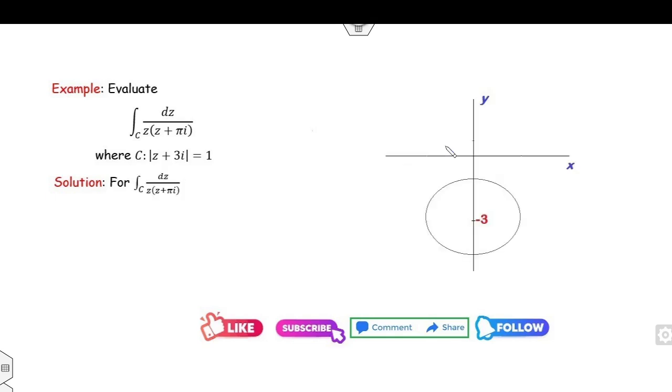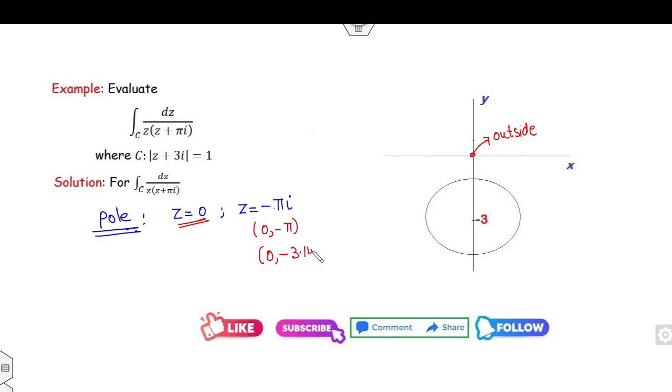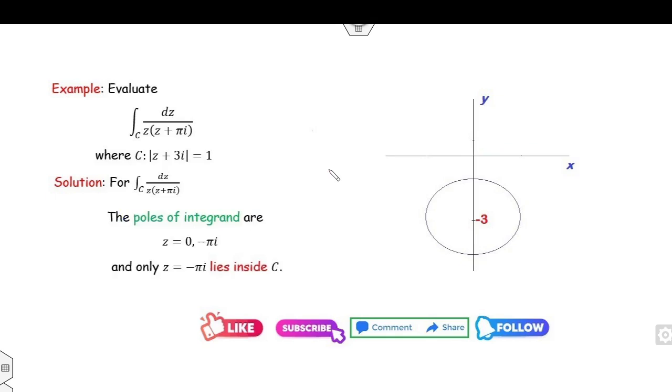Fine. Now, can you find the pole? Pole is where the denominator is 0. Either this is my 0 or z is equal to -pi i. So where is the z = 0 lies? 0 lies here and it is outside the circle. Corresponding to this case, x is 0, y is equal to -pi. Minus pi means -3.14 here. And this point lies inside the circle. Fine. Once it lies inside the circle, your answer will be 2 pi i.